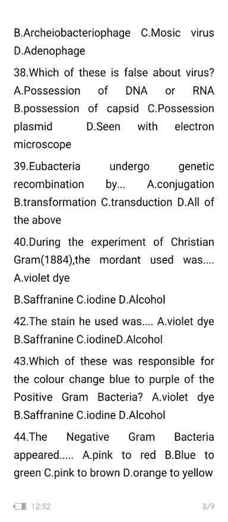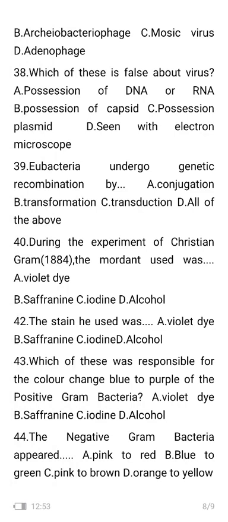Bacteria only. Viruses do not have plasmid, they only have capsid. Okay, number 39 says, Eubacteria undergo genetic recognition by A. Conjugation, B. Transformation, C. Transduction, D. All of the above. The answer is what? All of the above. They undergo conjugation, transformation, and what?